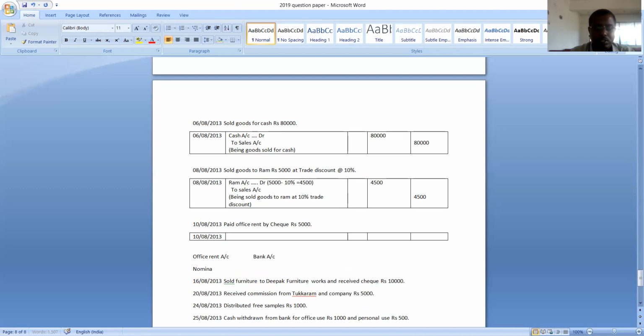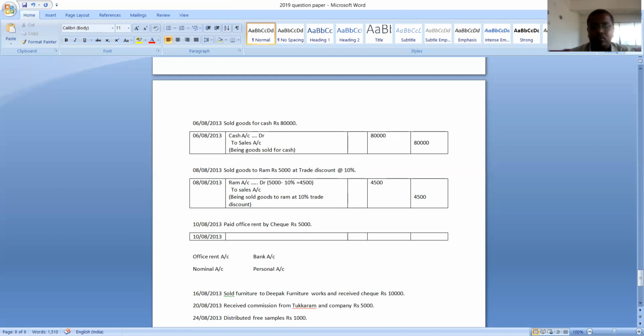Office rent account is which account? It is a nominal account. Bank account is which account? It is a personal account. So which account should be debited and which account should be credited? Office rent is a nominal account, because it is an expense. What is the rule of nominal account? Debit all expenses and losses. Here office rent is an expense, so office rent account should be debited.